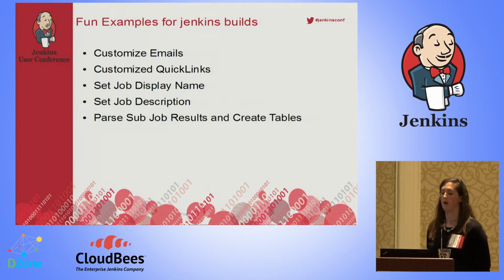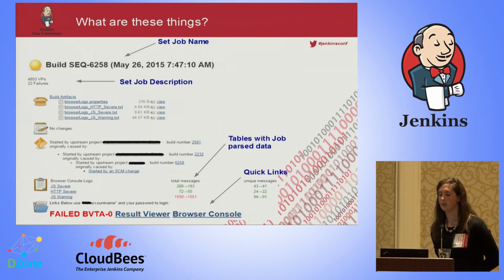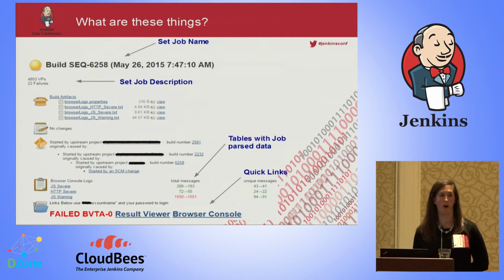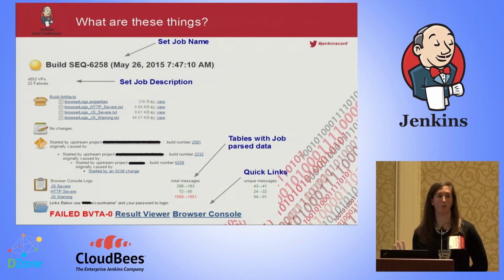Now we're going to talk about some fun ways of customizing your build pages for your Jenkins jobs. So we'll talk about emails, quick links, setting the job display, setting the description, and parsing sub-job results and creating cool tables with analysis on your build page. This is what I mean by those things, if you're not familiar with it. This is an example of a build page, what it might look like. It may look a little different for you based on what your build does. But for us, we have a bunch of build artifacts. We run some JUnit tests, so we have test results.